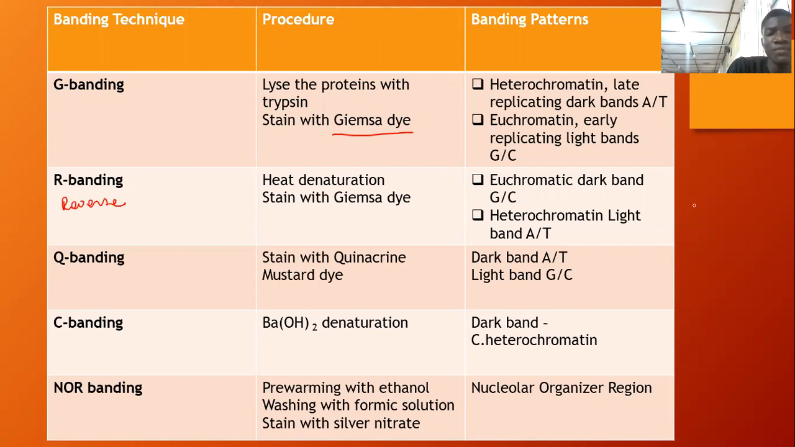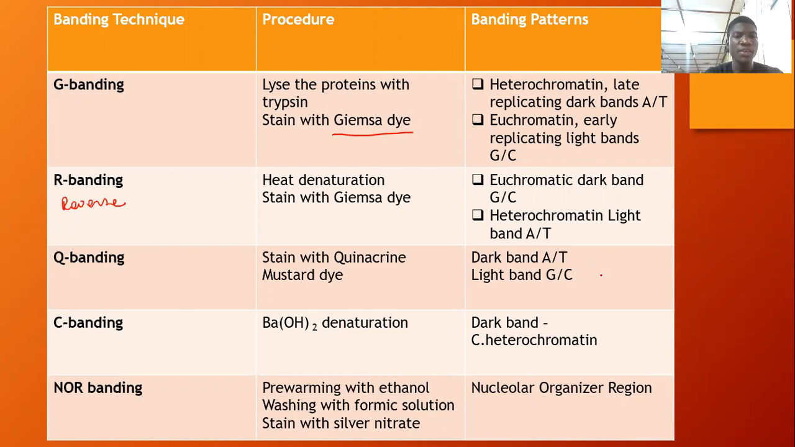Good. We also have, what do we call it? C banding. In C banding, we do denaturation with barium hydroxide, and once you do the denaturation with the barium hydroxide, you would get some dark bands, and these dark bands usually represent your constitutive heterochromatin. Now, your constitutive heterochromatin is the permanently inactive or condensed form of your chromosomes. So it is specifically used to look for constitutive heterochromatin within a chromosome.